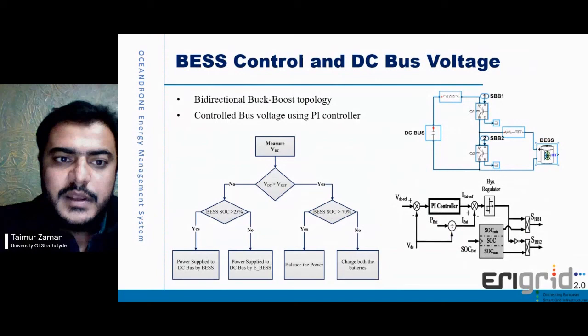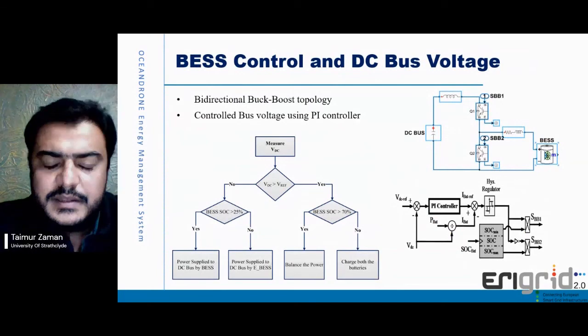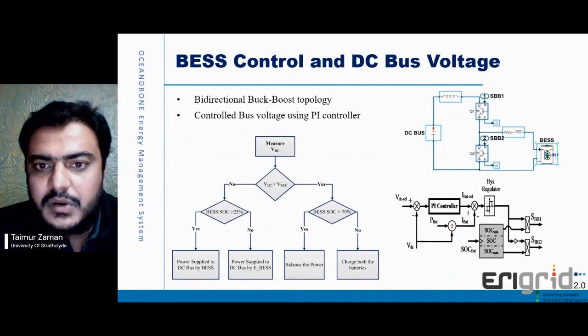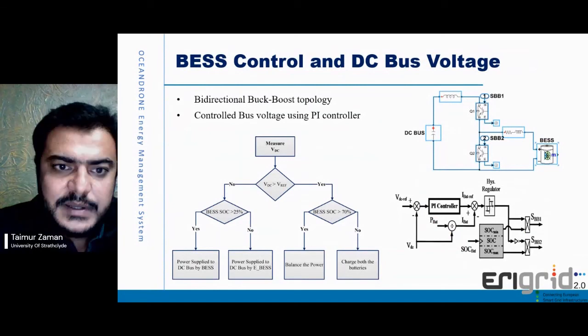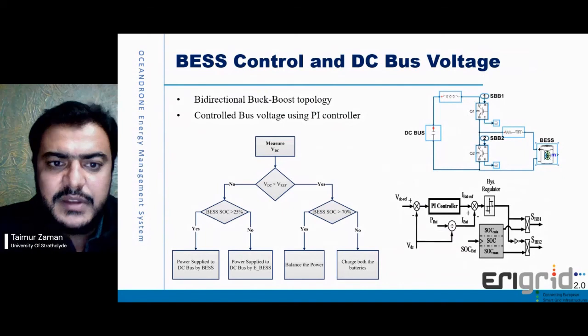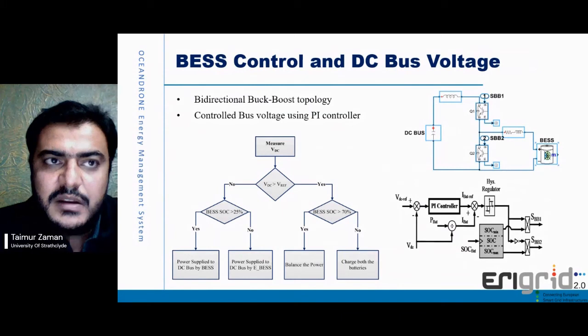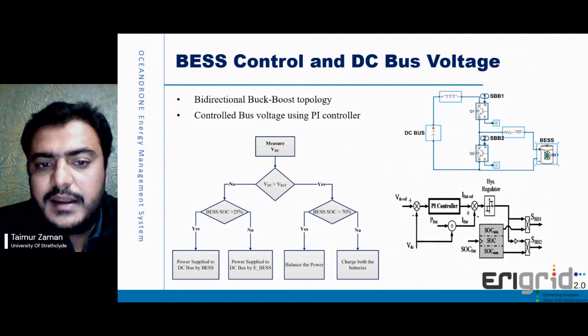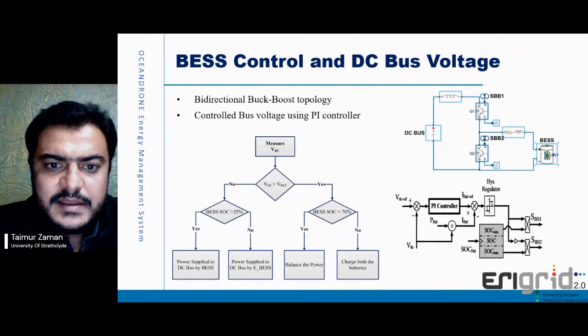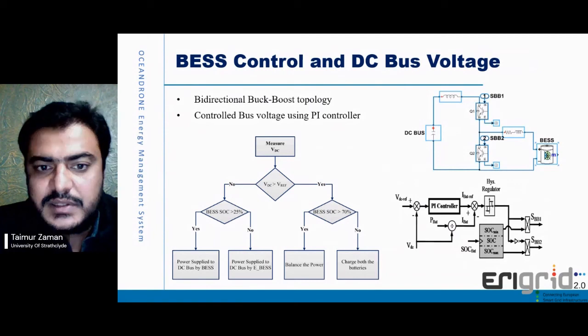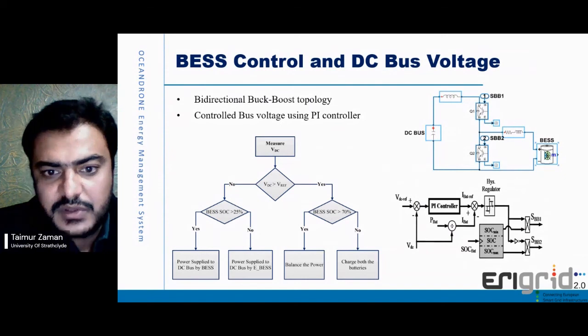The important part of the project was the BSS control and the DC bus voltage control. On the left side, just a part of the overall development, the flow chart works like this: if VDC is greater than V reference, we have a surplus of energy above our reference voltage, so we check yes or no conditions. If the voltage is more than this, we check the battery energy system SOC, and if that is more than 70%, we balance the overall power system DC bus of 48 volts, otherwise we charge the battery.